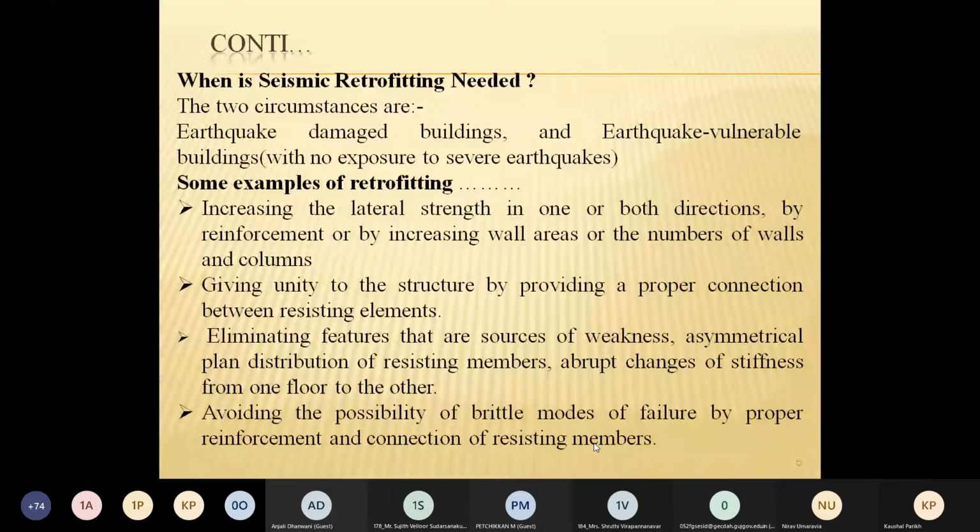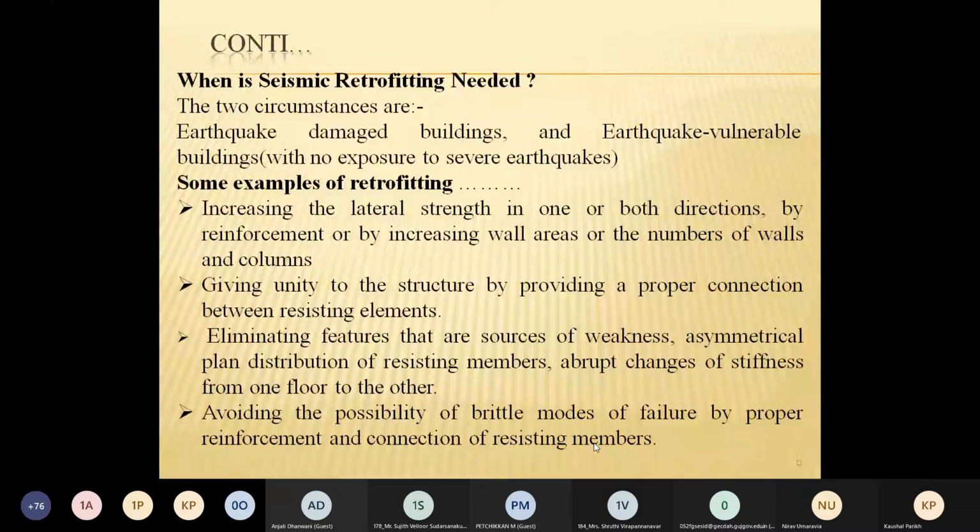Some examples of retrofitting are increasing the lateral strength in one or both directions by reinforcement, or by increasing the wall areas or the number of walls and columns. We will discuss the retrofitting techniques and methodology in detail later. Here I have just listed certain examples.